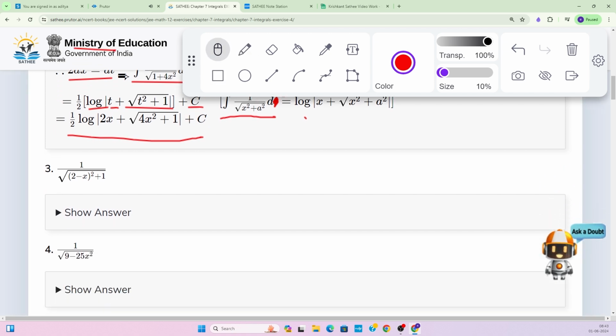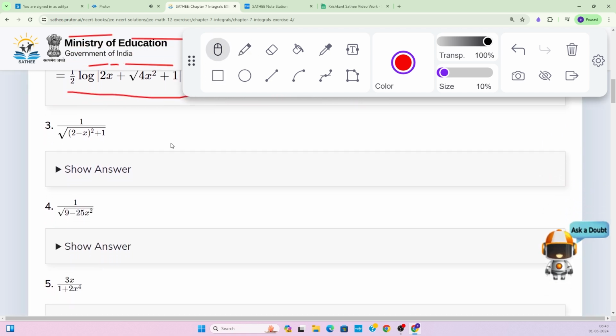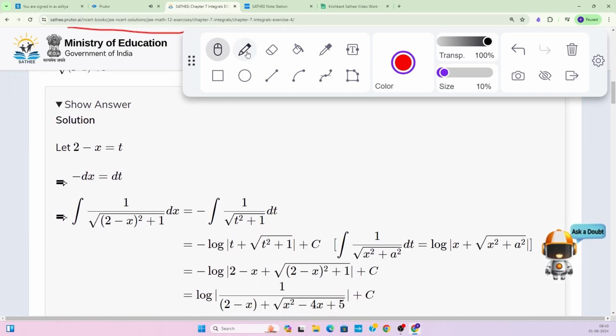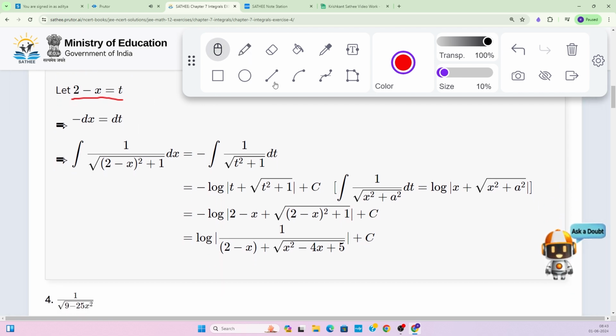Let us move to the third problem. 1 by root of 2 minus x whole square plus 1. Okay, so we will use the same thing. So put 2 minus x is equals to t. Now dt is equals to minus of dx. Okay, dt will be minus of dx. Now this integration is reduced to minus of integration 1 by root t square plus 1 dt.